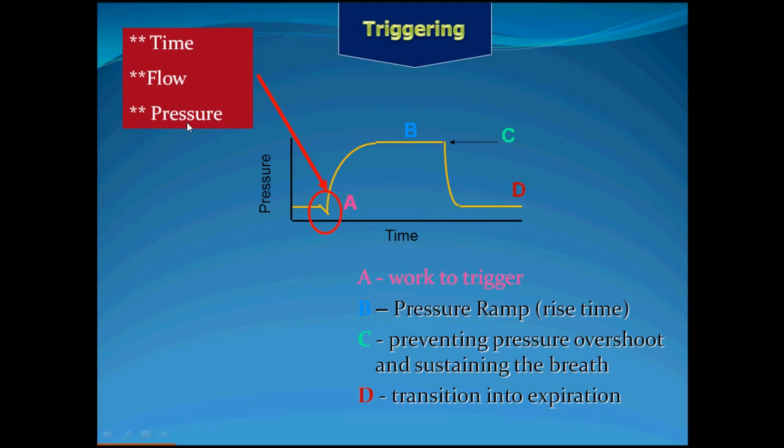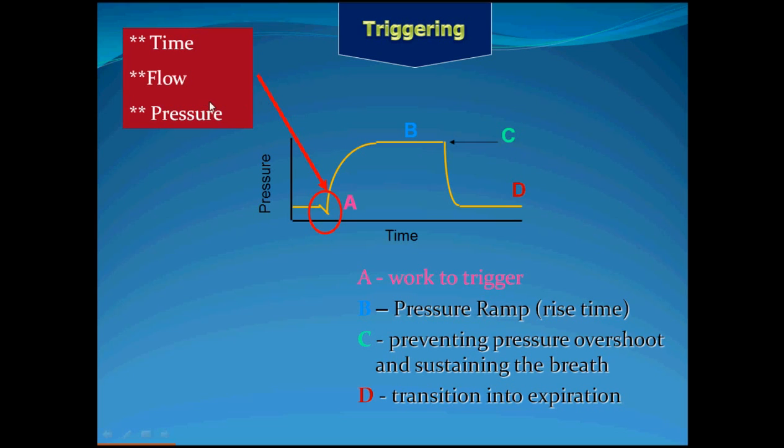But there are also flow and pressure triggering. Usually the pressure is about 3 centimeters of water. When the patient makes an effort, a negative pressure of 3 centimeters of water, the demand valve will respond by opening and delivering the pressure to the patient. If the patient makes an effort of only 2 centimeters of water instead of the 3 centimeters of water you set as the triggering value, the ventilator will not respond because the effort does not come up to the level.